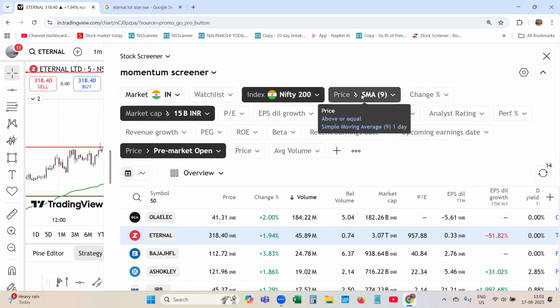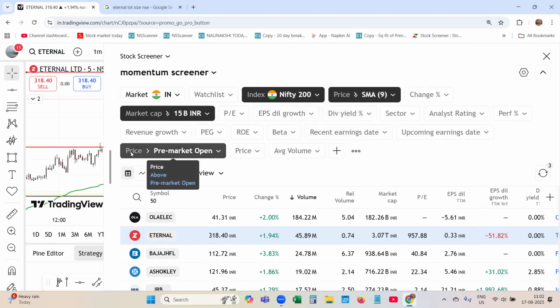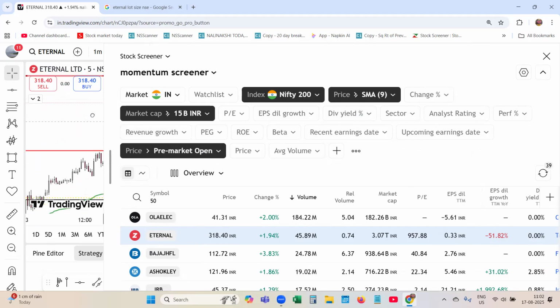And I've selected this condition: simple price above or equal to simple moving average. This is also a condition for the price only: price above the pre-market open. Just these three conditions. With these three conditions, you need not go to any other screener. For intraday, with our setup, our template, this is my template, you can also apply.